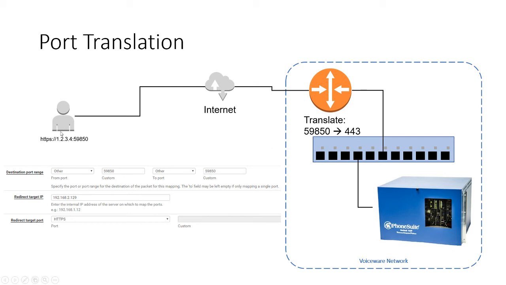And so what happens here is an outside user would need to know that port, and they would need to make a request to your system using that port number. And then when they do that, the router will translate to 443 and allow you access. So you would put this in your web browser and you would say, okay, I want to go to this IP address, colon this port, and then you would get access to the HTTPS, aka the web browser or the configuration web page that's hosted off the Voiceware server.